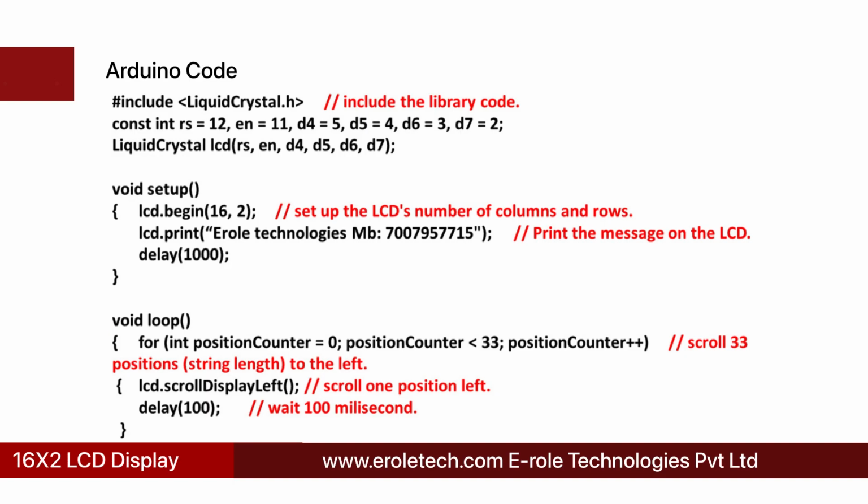In this project we have printed a message with 33 characters, so this for loop will run 33 times. To shift the message of 33 characters, we use lcd.scrollDisplayLeft. This function will shift the printed message once towards the left. The for loop will run this function 33 times. delay(100) will generate a 100 millisecond delay.